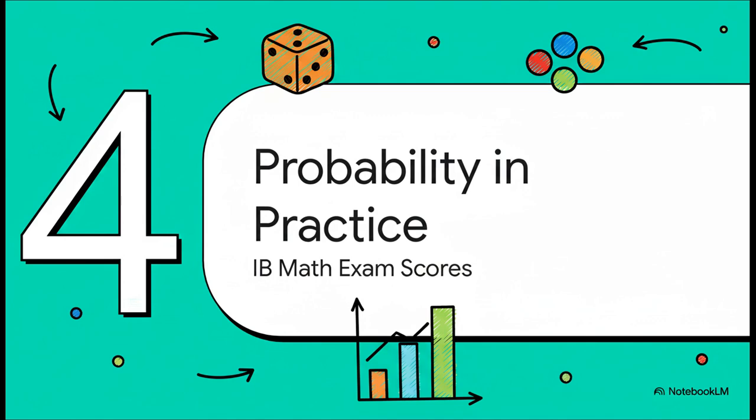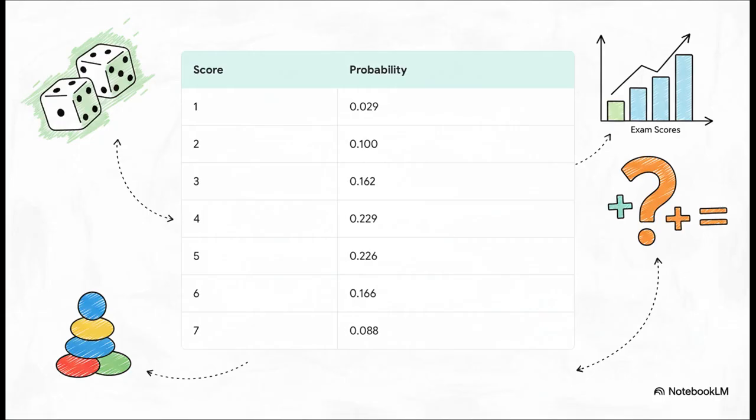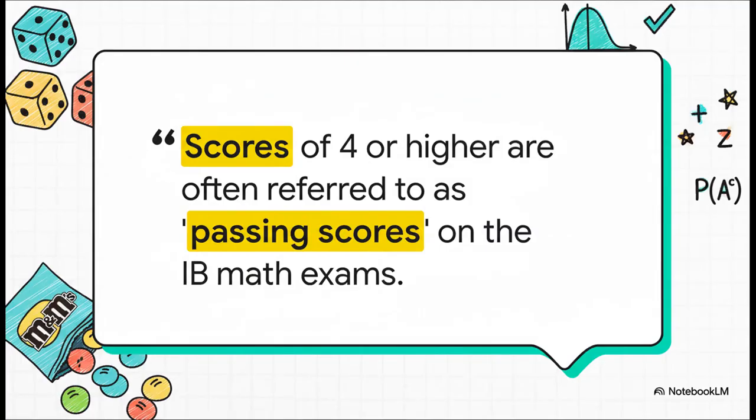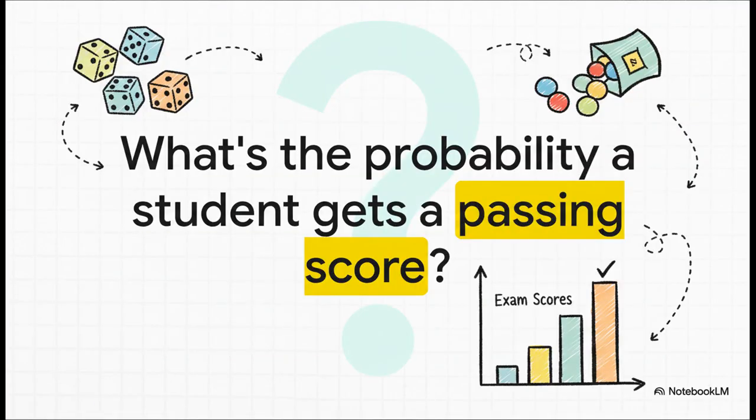real-world scenario, analyzing scores from the International Baccalaureate Math exam. So this table shows us the probability model for a randomly selected student getting each possible score, from a low of 1 to a high of 7. And yep, if you check it, all those probabilities add up to 1. Now here's the rule of the game for this exam. Any score that is a 4, a 5, a 6, or a 7 is officially considered a passing score. That's our goal.